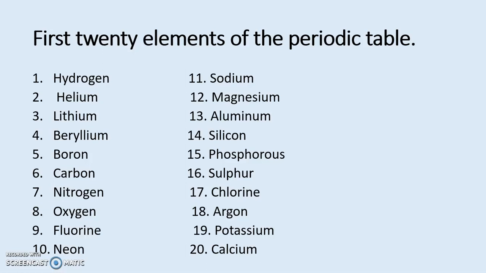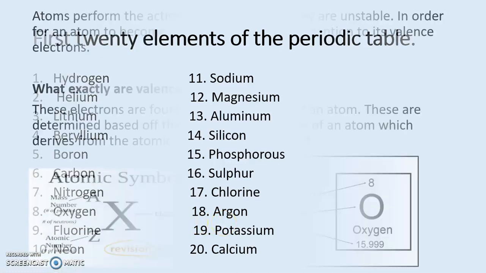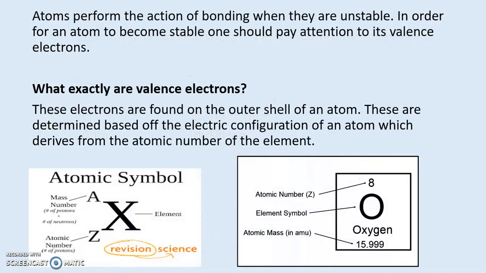These are in order. So what we're seeing here is that hydrogen is the first element, thus its atomic number is 1. Helium is the second element of the periodic table, thus its atomic number is 2. Lithium being the third, its atomic number is 3, and so on. Potassium, 19, its atomic number is 19. Remember, you have to know these first 20 elements off your head along with their atomic numbers.